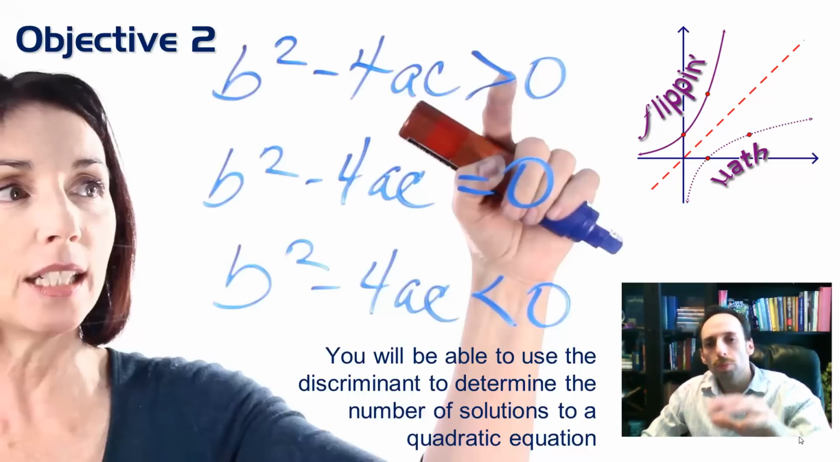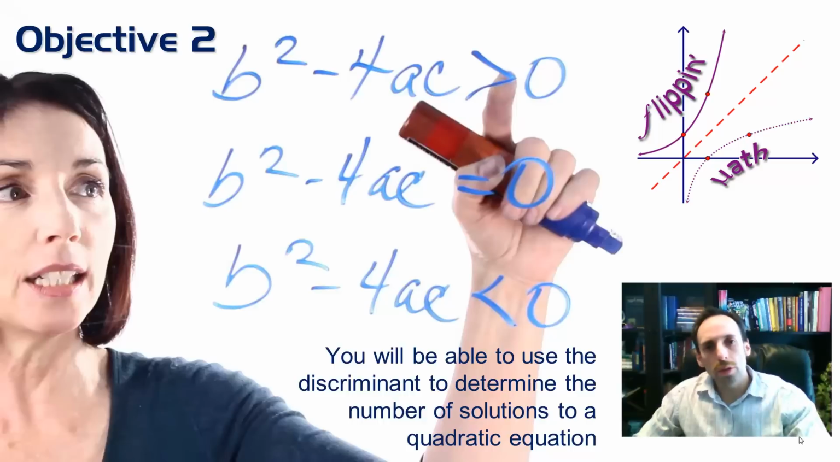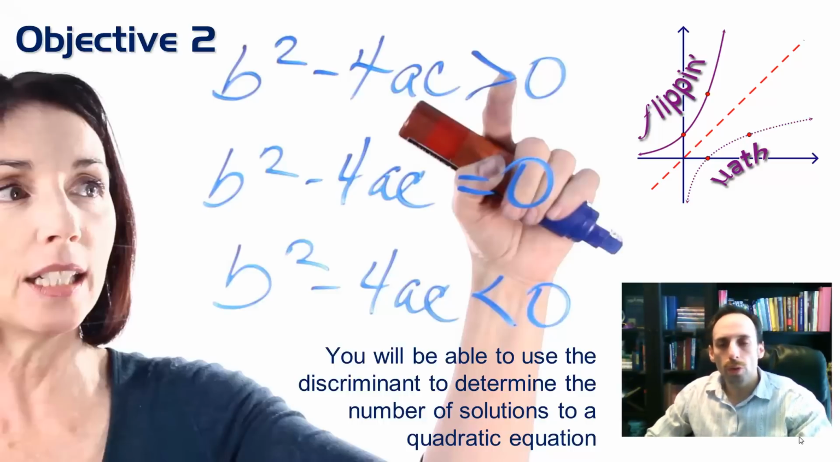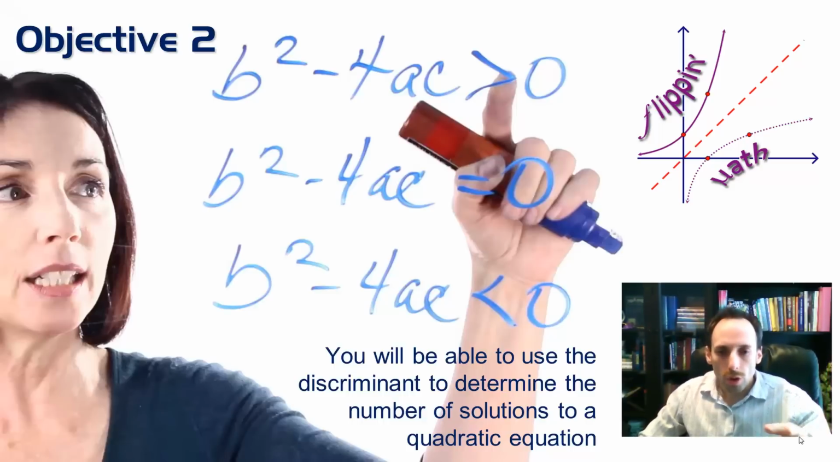Pointing at some expressions, and those expressions might look a little bit familiar. That b squared minus 4ac business, that is called the discriminant. And we're going to use that thing to be able to tell how many solutions and what kind of solutions we have to any quadratic equation.